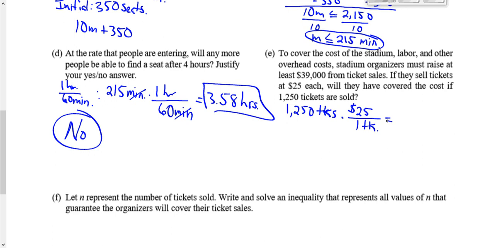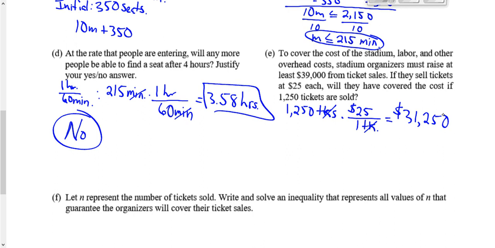Anyway, so tickets cancel, right? And what do we do with the 1,250 and 25? Multiply, the 25 is on top, right? What do you get? Well, where's everyone's calculator? In my hand. 3125... $31,250. Will they have enough?